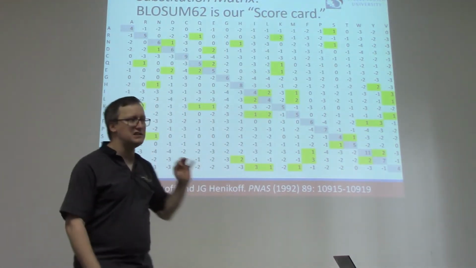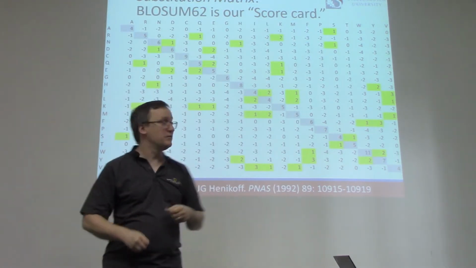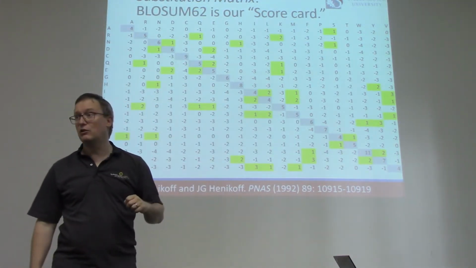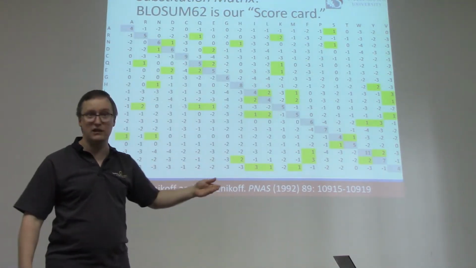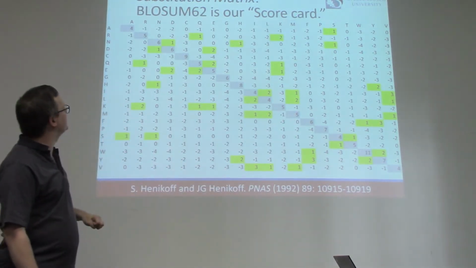Okay. But let's look at substituting one letter for a different letter. So I've highlighted in yellow all of the values that are greater than 0 that are not on the diagonal. What's the highest number you see there?